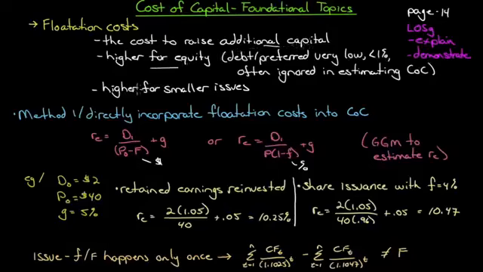It's higher for equity and higher for smaller issues. Debt and preferred, very low, typically less than 1%, so it is often ignored in estimating the cost of capital. So typically, we're only incorporating flotation costs for equity issues. Method 1, directly incorporate flotation costs into the cost of capital. And down here, I will show you mathematically why that is incorrect, but this is how it would be done.